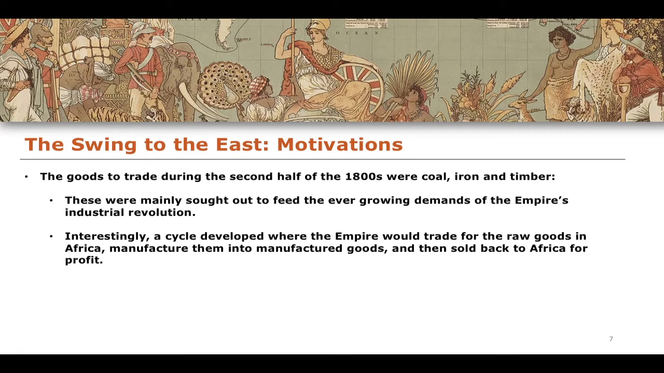Interestingly, what would happen in terms of economic factors was a cycle whereby the empire would trade for raw goods in Africa, i.e. they would acquire raw goods such as coal, iron and timber from Africa. They would then manufacture them back home into manufactured goods and then sell those goods back to the African states, or back to the continent, for profit. And so ultimately a cycle of economic development would take place whereby the British would exploit and acquire all of these raw materials and then sell them back as manufactured goods and take the profits as well.